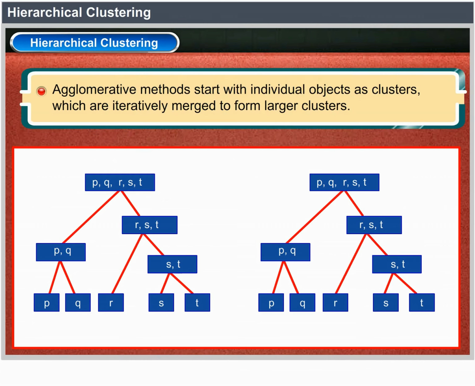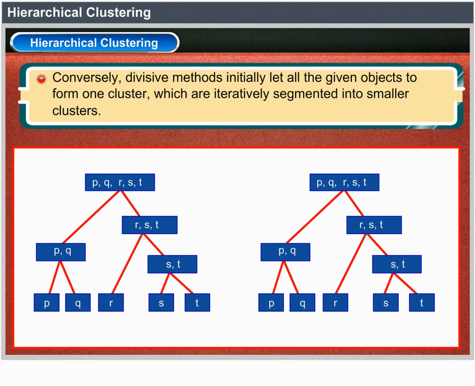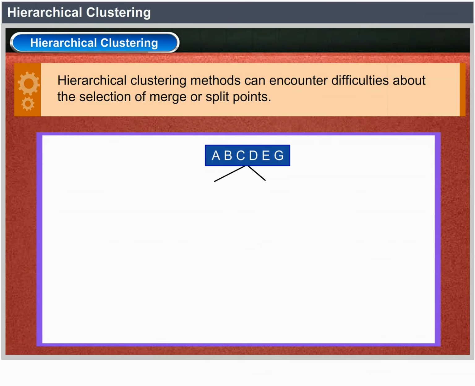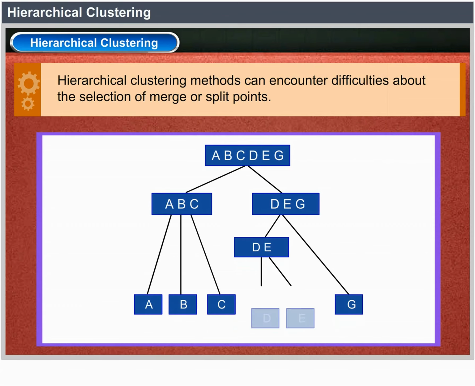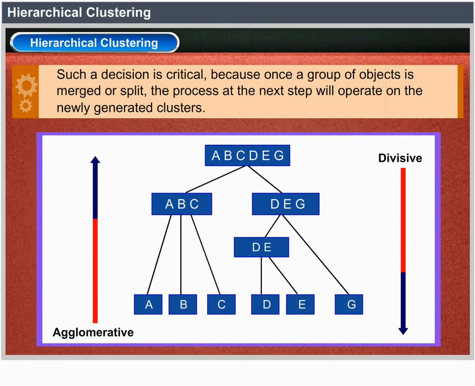Agglomerative methods start with individual objects as clusters, which are iteratively merged to form larger clusters. Conversely, divisive methods initially let all the given objects form one cluster, which they iteratively split into smaller clusters. Hierarchical clustering methods can encounter difficulties regarding the selection of merge or split points. Such a decision is critical because once a group of objects is merged or split, the process at the next step will operate on the newly generated clusters.